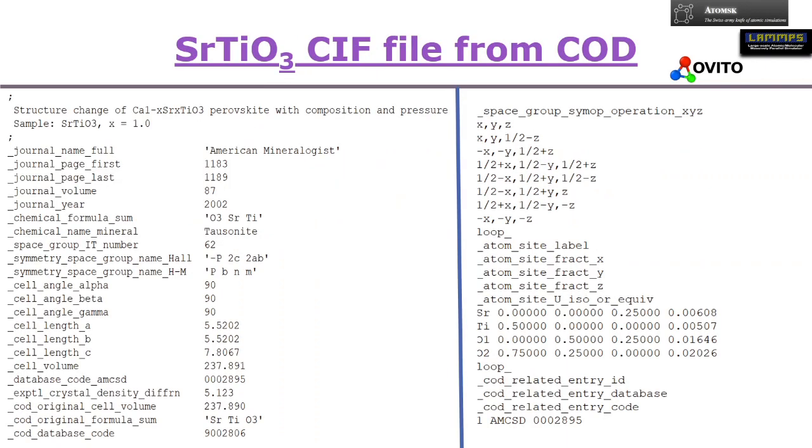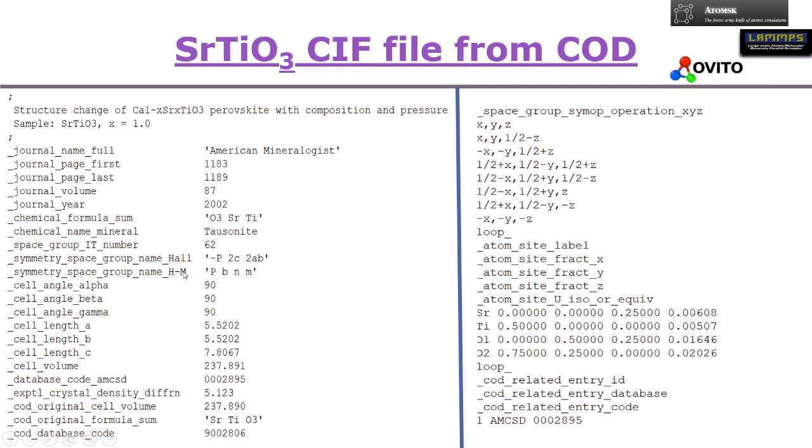So I have taken a sample CIF file of SrTiO3. This is what a CIF file looks like when you open it with a text editor. If I go through the CIF file, at the beginning you will see information about the journal where it was published. Then you can find some basic information about the chemical formula, the name of the mineral, and some other numbers. This is where the main important information starts: the symmetry space group, this is the Hall notation, and this is the Hermann-Mauguin notation.